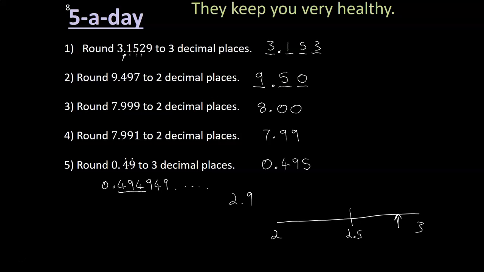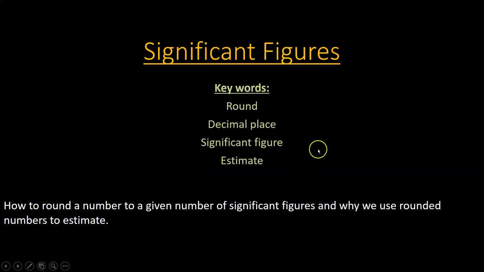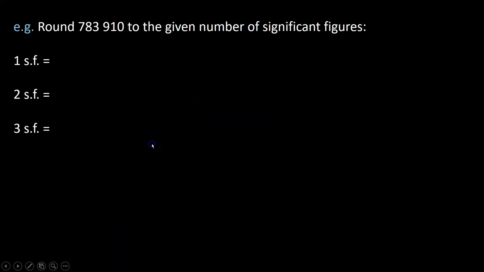So today, we're not actually looking at rounding to decimal places, we're looking at rounding to significant figures and why we use them. So here is a number, and we're going to look at how we round it to different amounts of significant figures. One significant figure means there is one digit that's not 0, and all of the rest are zeros just to keep it in the right place.